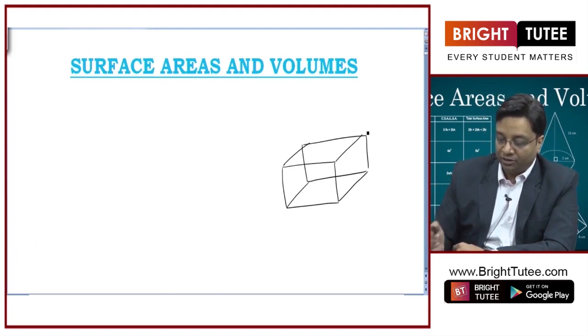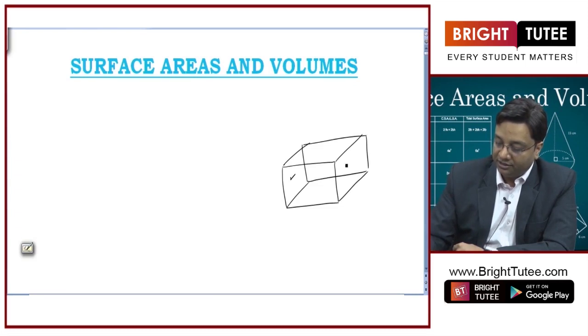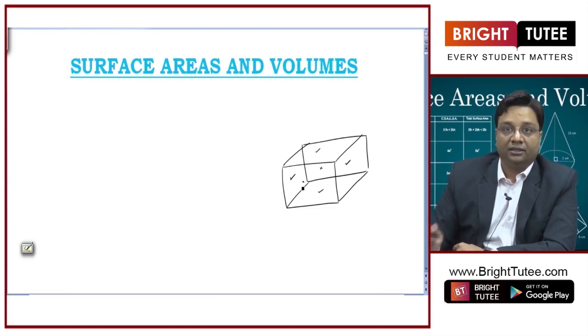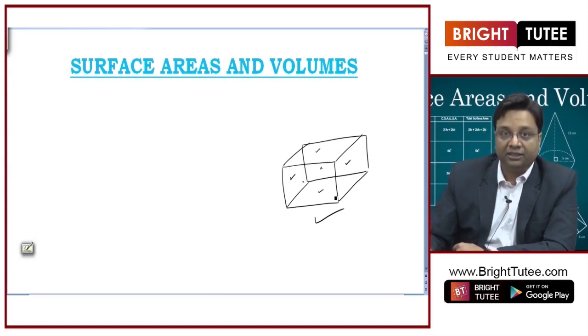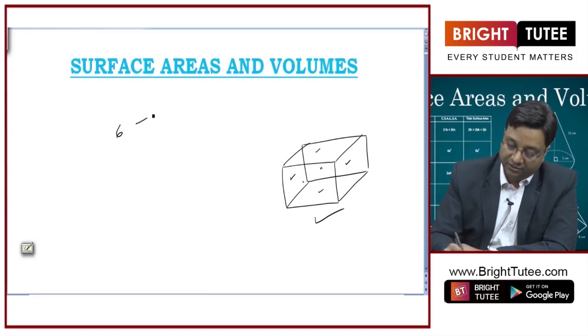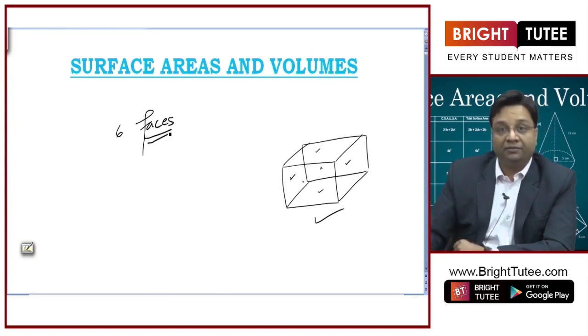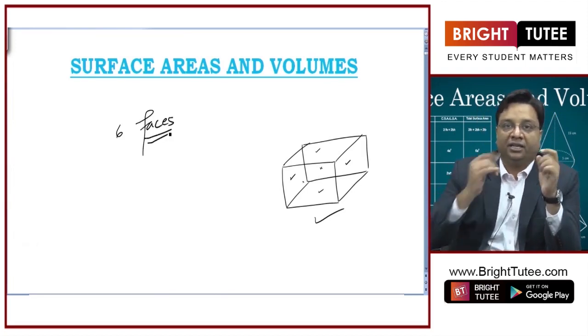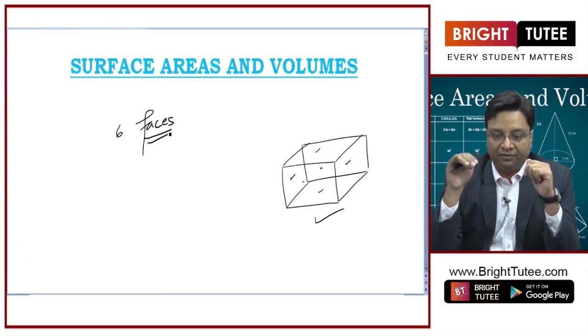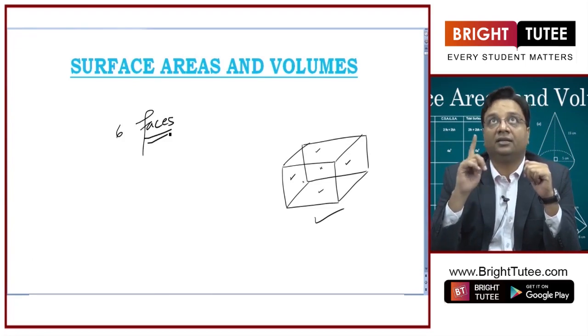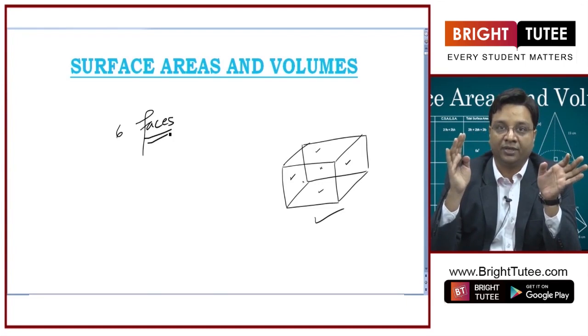Now, if you look at this box carefully, it has got 6 faces: 1, 2, 3, top and bottom, and then this back and front, right? You should be able to visualize that there are 6 faces on this. Even if you look at the room that you are sitting in, there are 4 faces, the 4 walls around you, and one is the floor and another face is the ceiling. So, you have got 6 faces in a cuboidal shape, right.